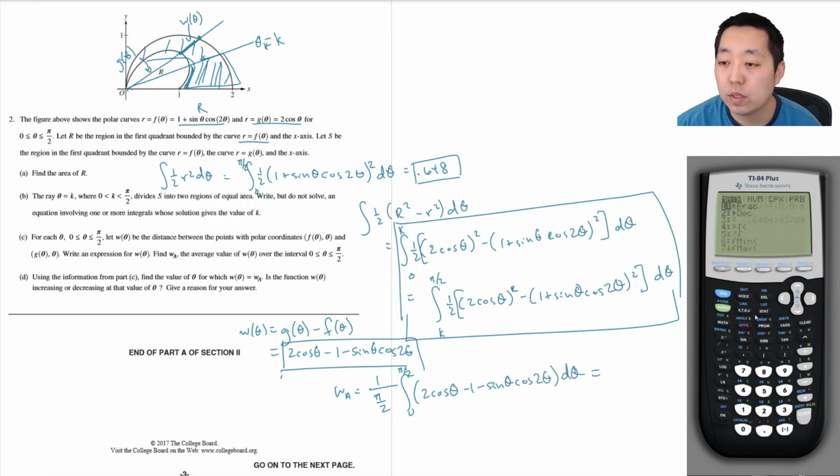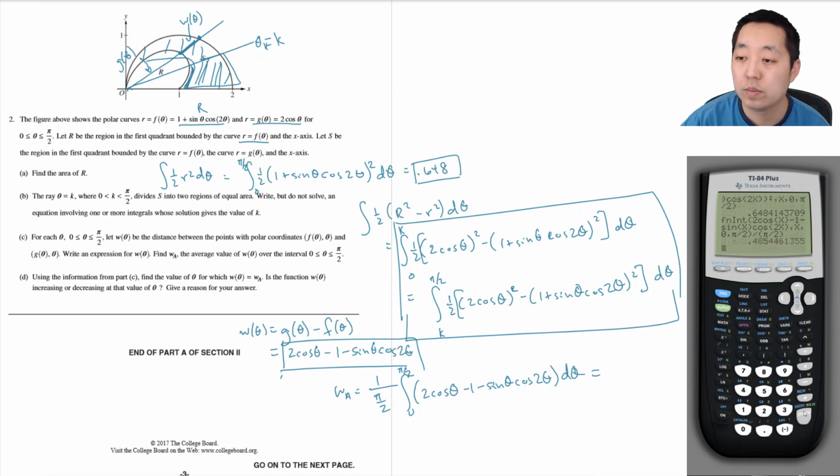Okay. So math here. We're going to do 2 cosine x minus 1 minus sine of x cosine of 2x. Going to integrate over the variable x from 0 to pi over 2. And then I need to divide that by pi over 2. So WA is equal to 0.485.